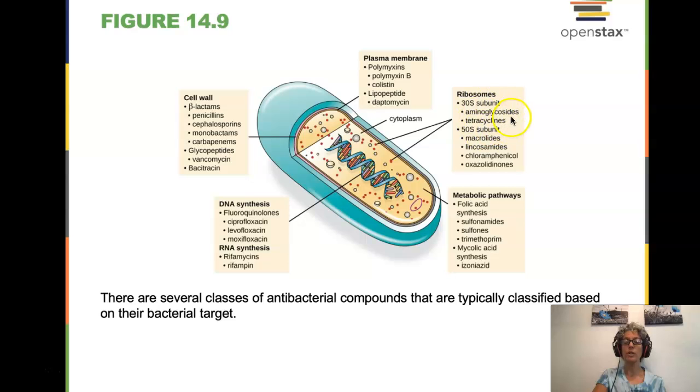Two different drugs target the small subunit, a category of drugs called aminoglycosides, and we'll see examples of those, and tetracyclines. They are called tetracyclines because cycline, they have 4 circles, and tetra is 4. Drugs that target the large subunit are the categories of macrolides, lincosamides, chloramphenicol, and oxazolidinones. It's a tongue twister.